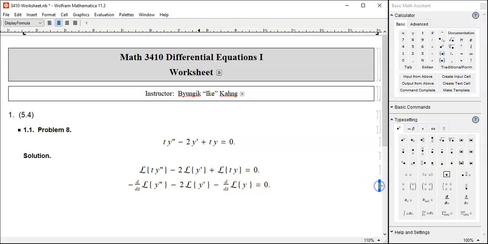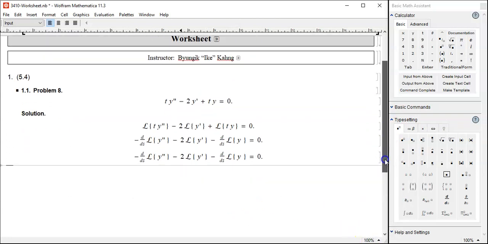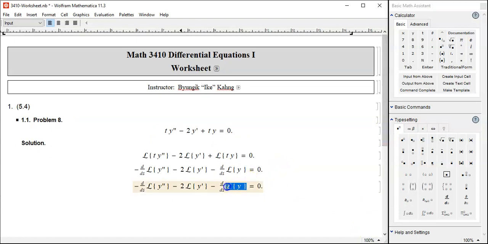Okay. Next. What is this L of y, or Laplace transform of y? That's capital Y of s. So we're going to take the derivative later. How about this Laplace transform of y prime? It is sY minus y of 0. How about the second derivative? s squared Y minus s times y of 0 minus y prime of 0.